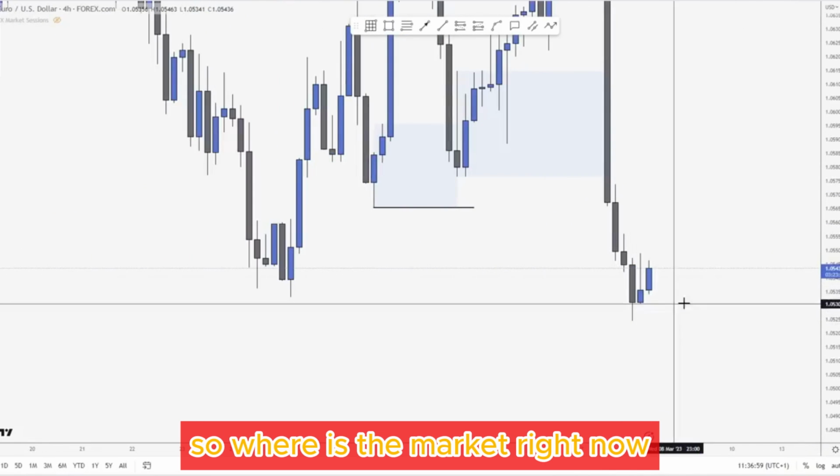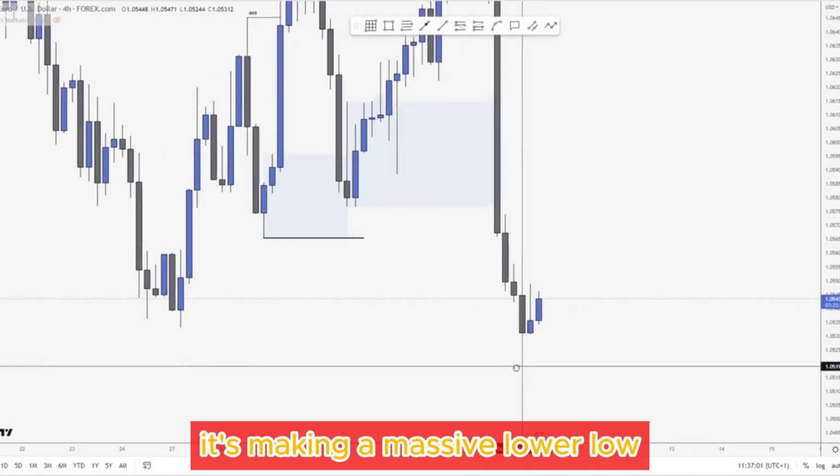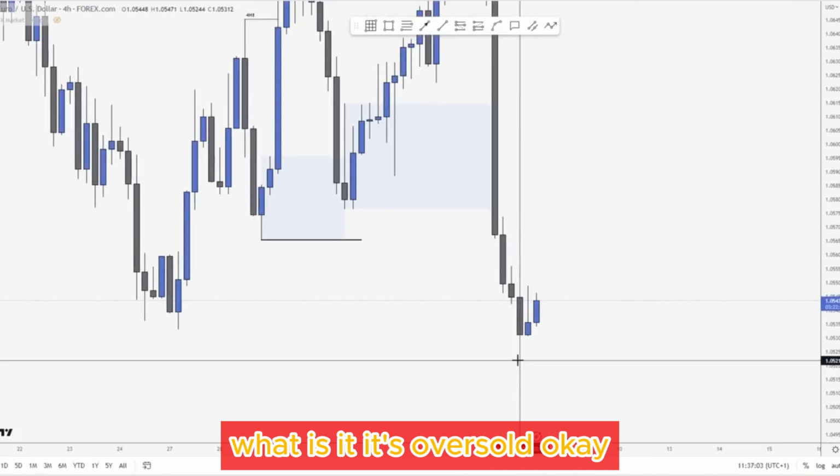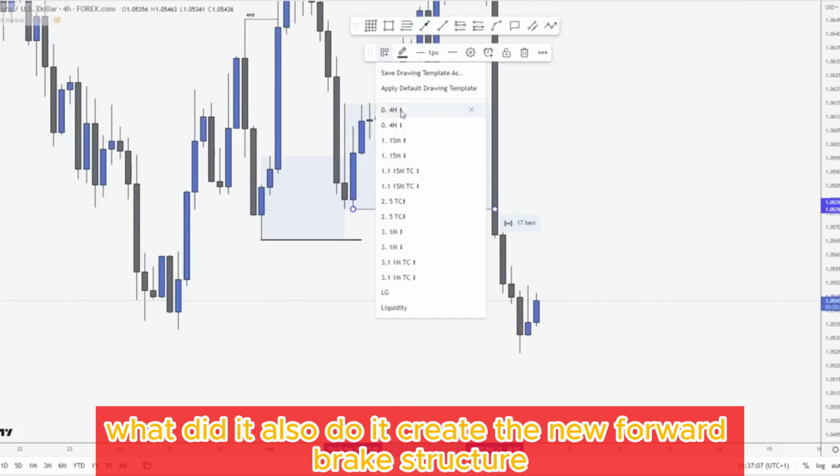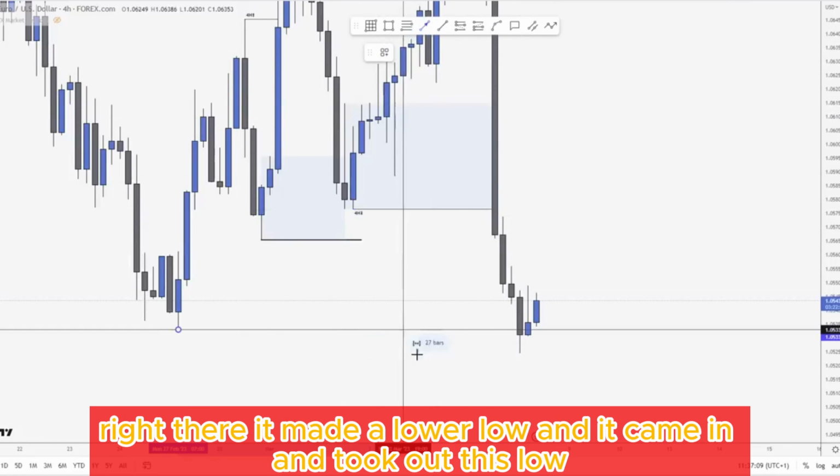So where is the market right now? It's making a massive lower low. What is it? It's oversold. Okay, what did it also do? It created a new forward break structure right there. It made a lower low and it came in and took out this low.